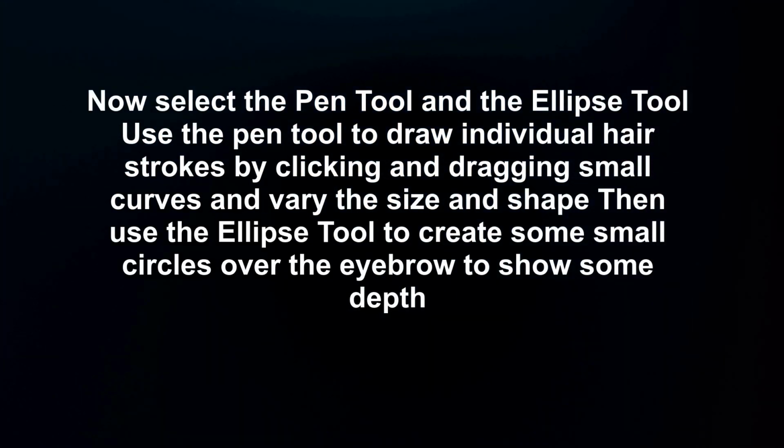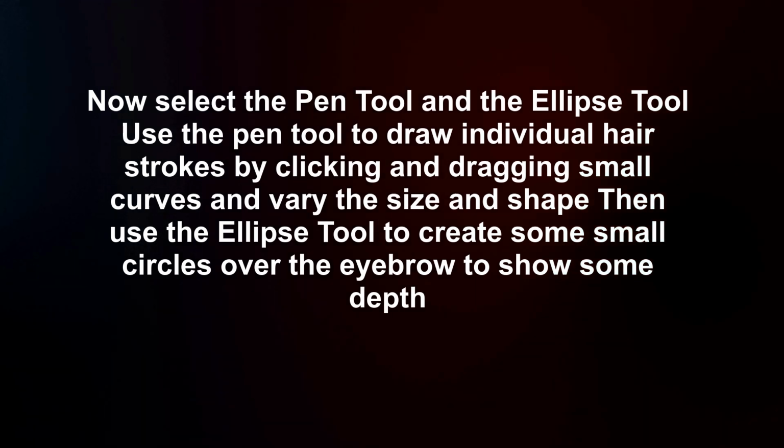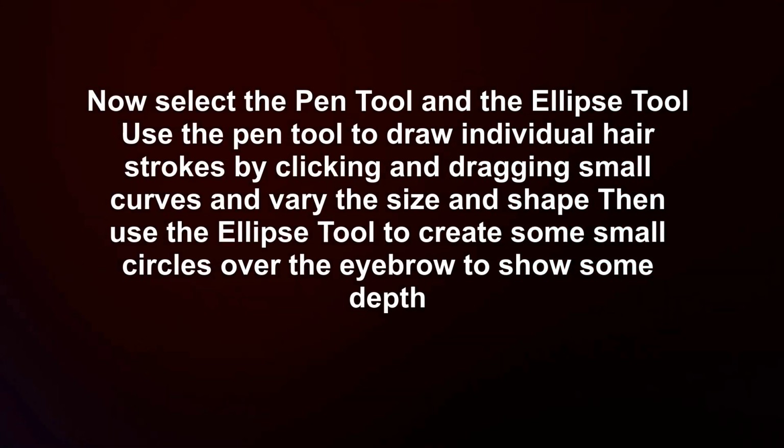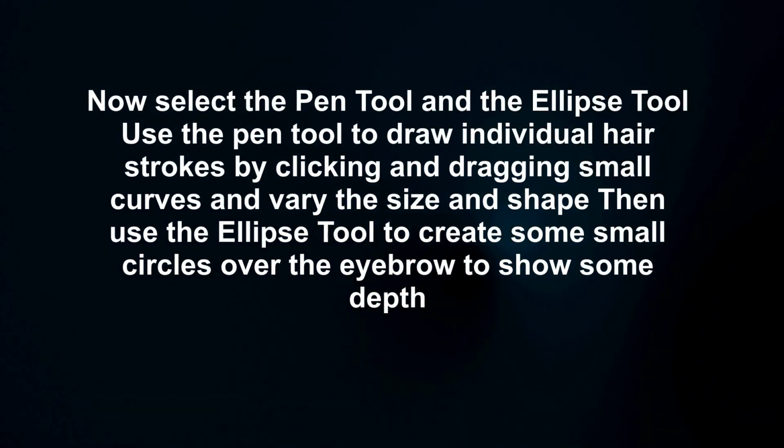Now select the pen tool and the ellipse tool. Use the pen tool to draw individual hair strokes by clicking and dragging small curves and vary the size and shape. Then use the ellipse tool to create some small circles over the eyebrow to show some depth.